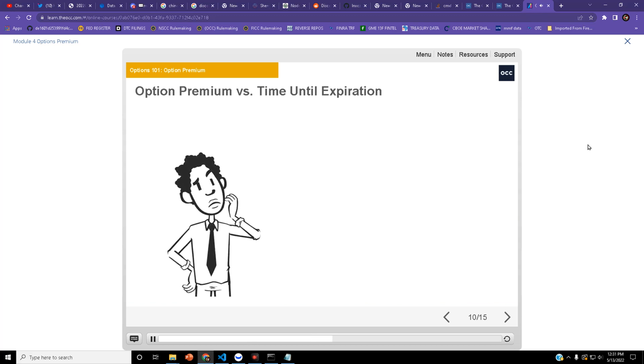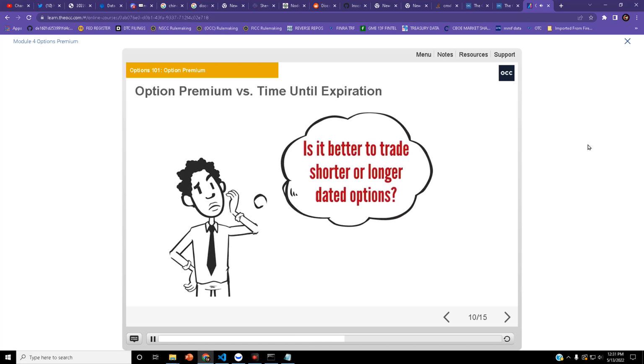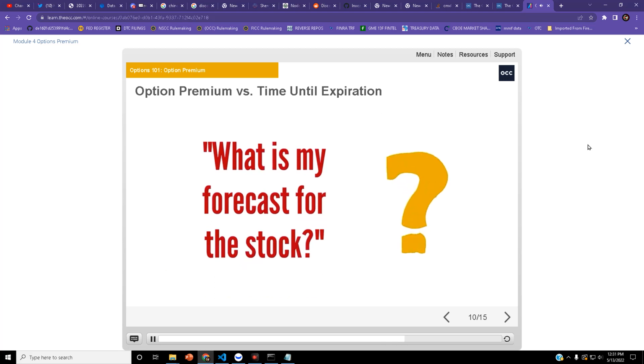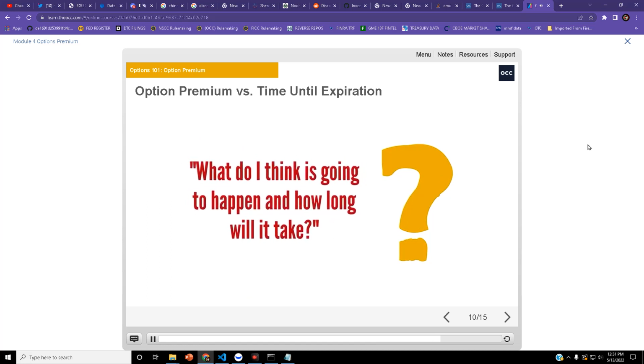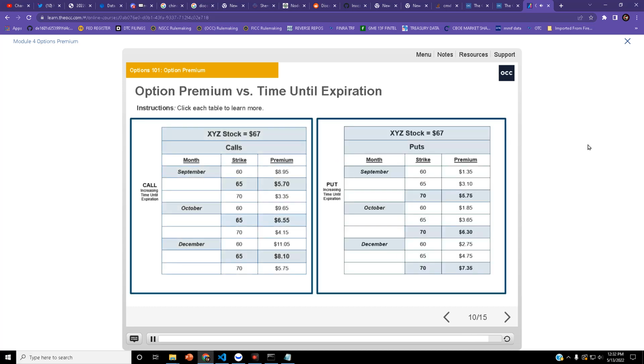That being said, is it better to trade shorter or longer-dated options? While the pros and cons of both are outside the scope of this course, it comes down to one of the most fundamental questions of option trading. What is my forecast for the stock? Or, to look at it another way, what do I think is going to happen and how long will it take? The answer to this, naturally, varies from investor to investor, but should always be at the forefront of your mind before making a trade. To see the effect of time on calls and puts, click on the tables below.